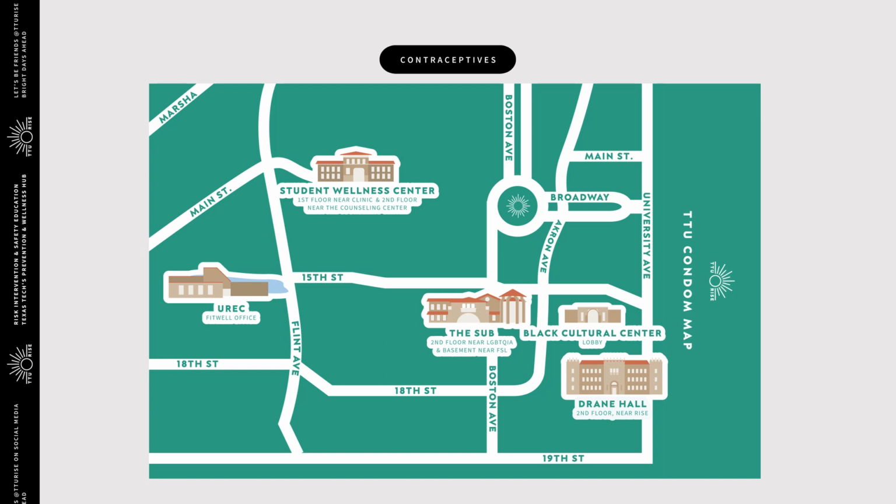So Emma mentioned that we have free condoms and menstrual products all over campus, and this is a map of where you can find those things. So during this activity, please take a few moments to match the specific location of where you can find condoms to the correct building. For example, in Drane Hall, that matches to the 2nd floor outside of the RISE office. So go ahead and match those, and then you'll have a great understanding of where to find condoms all over campus.